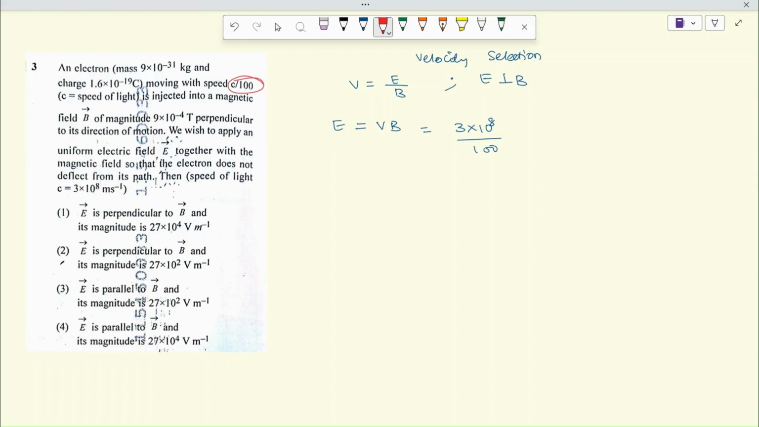And what is the magnetic field given? 9 into 10 power minus 4 Tesla. So into 9 into 10 power minus 4. Answer is 27 into 10 power 8 minus 4 plus 2 minus 2, 10 power 2. So this is the magnitude of the electric field. Option 2.